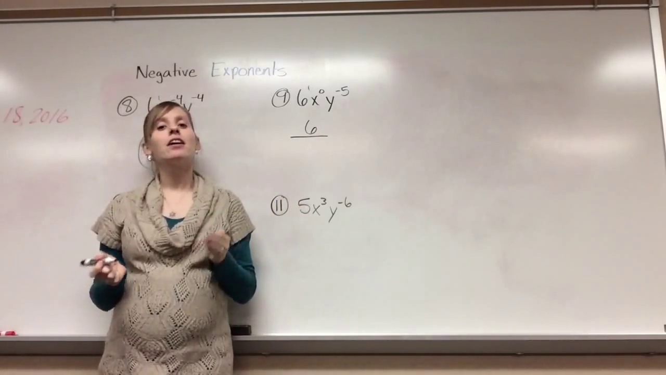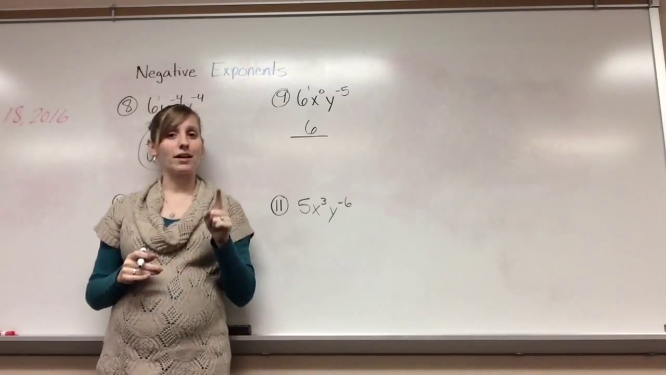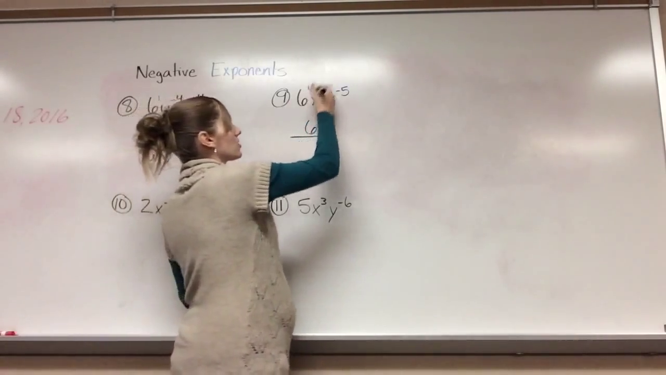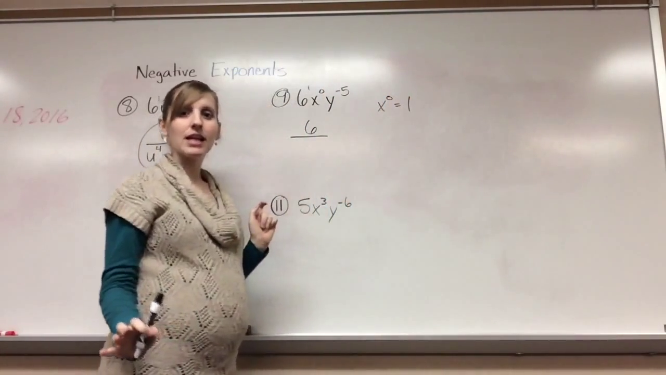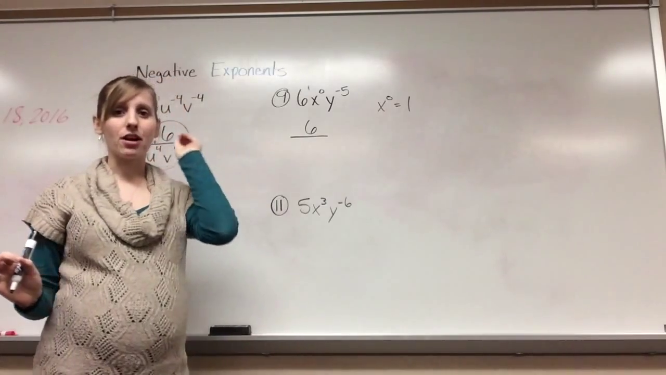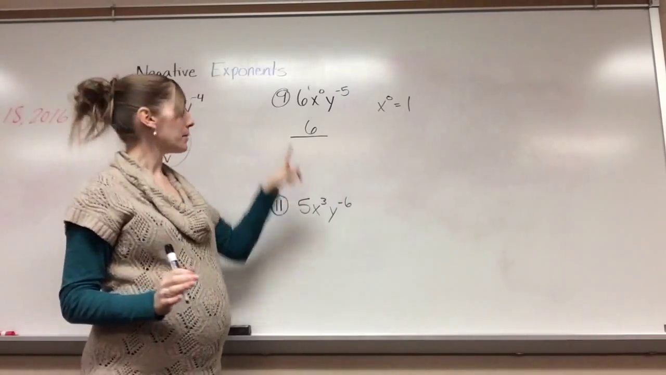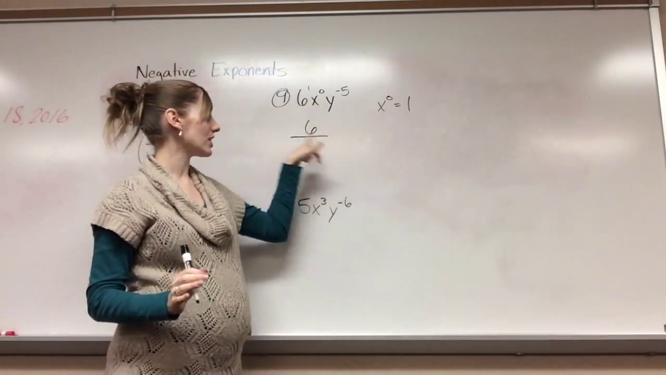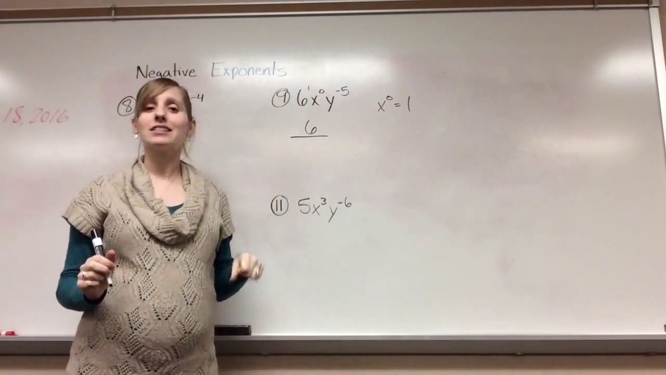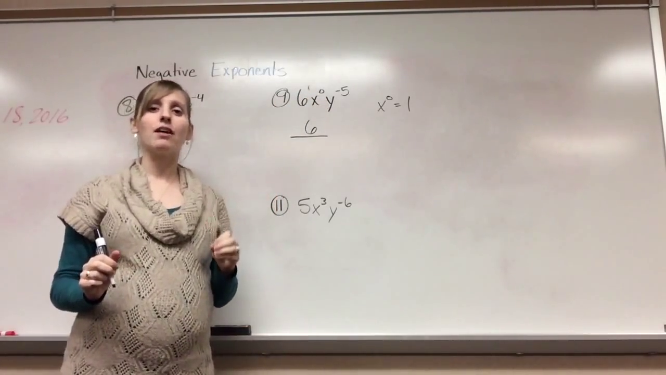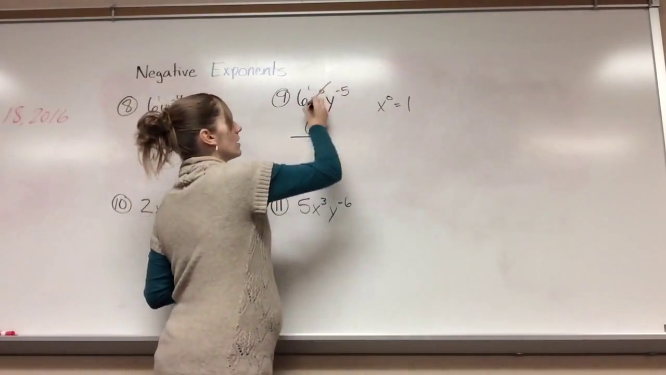When you have a number or letter to the 0 power, remember that means 1. If x to the 0 is just 1, that means there's no letter. It does not exist in the problem. There are 0 x's in the problem. So we don't put x because 6 times 1 is just 6. The x to the 0 means the x is non-existent in the problem anymore. There are 0 of them in the problem, so I don't write them in my answer. So x goes away.